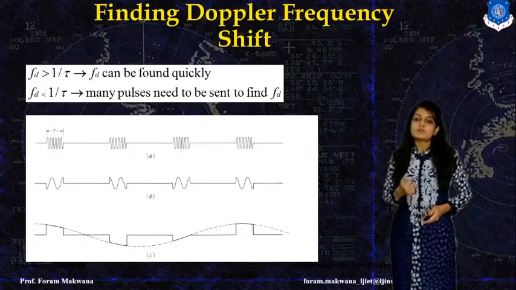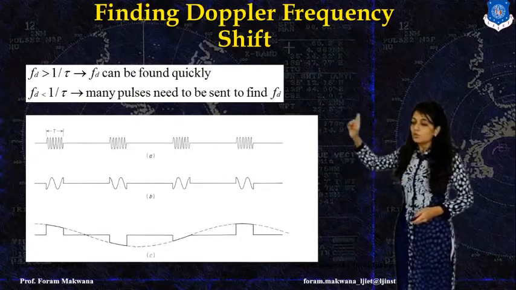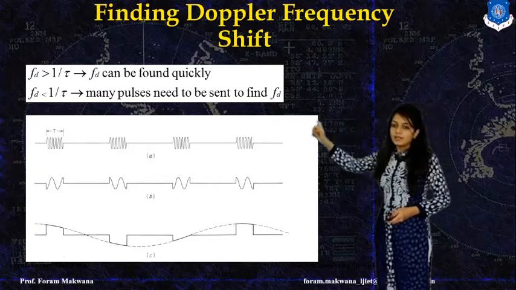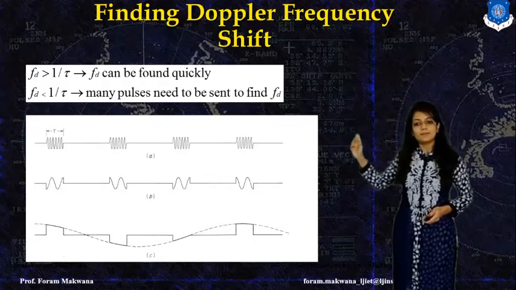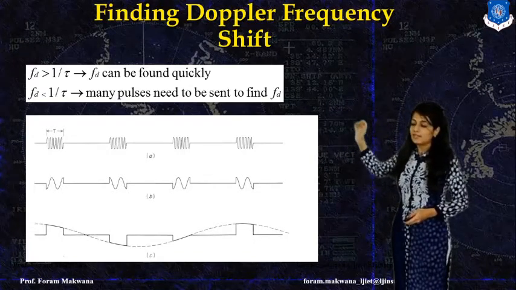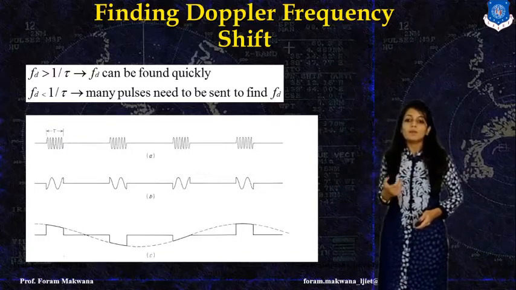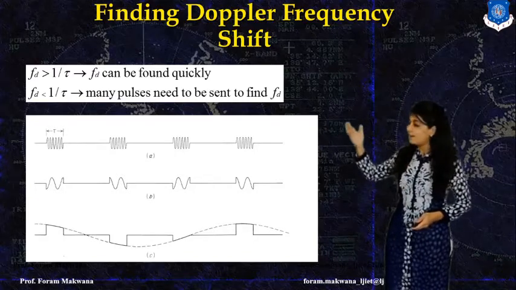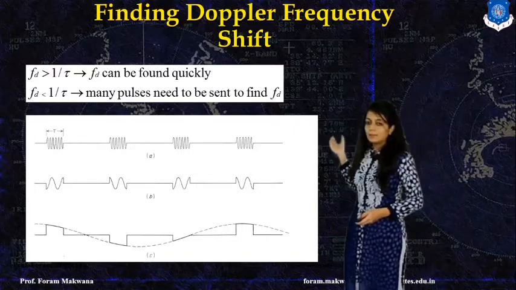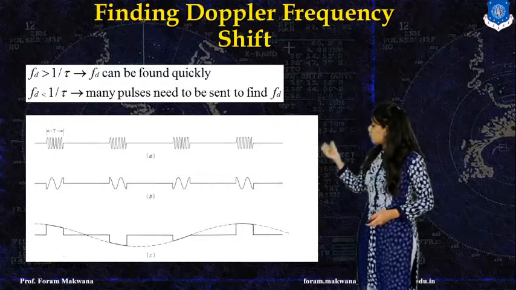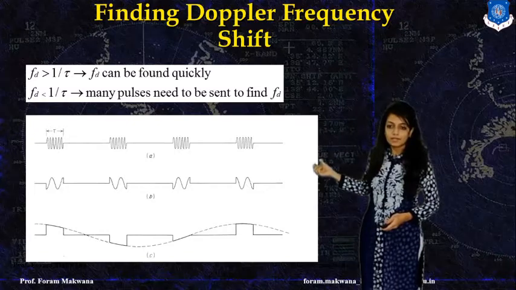Okay? So how are we going to find the Doppler frequency shift? If the Doppler frequency is greater than 1 upon tau. What is tau? Tau is my pulse repetition time. Alright? And if the fd is less than 1 upon tau, then we can say that we need to transmit a single pulse, okay, to calculate fd. Right? That's it. This is the pulse repetition time. So pulse repetition time stands for a particular set of time at which we are going to transmit a pulse, right?